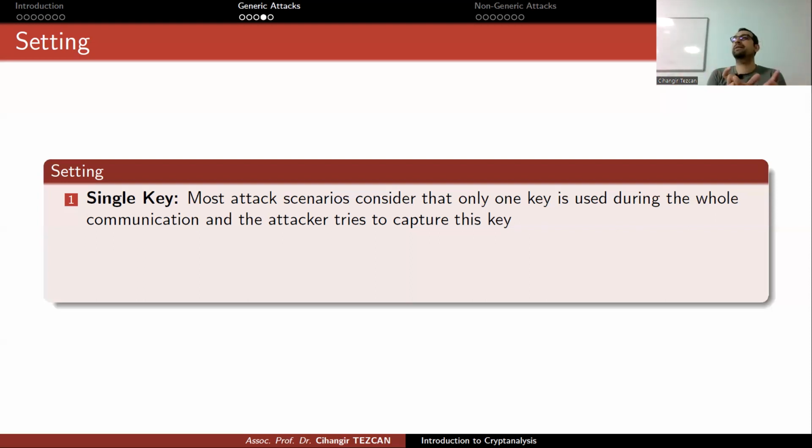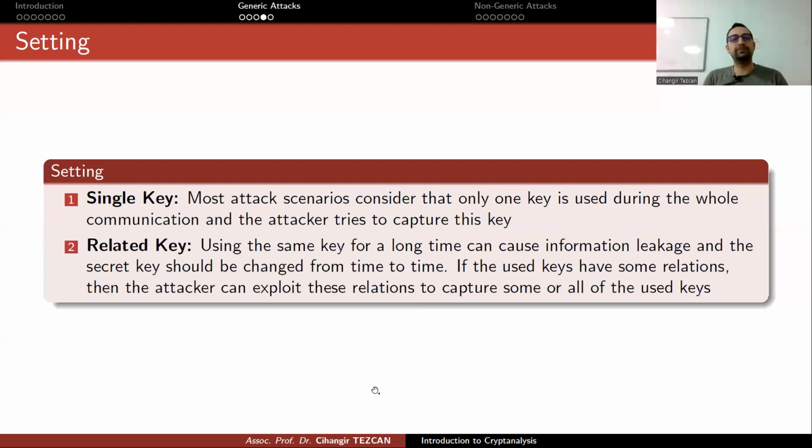So I know the difference, right? I know the relation. So this is called related key setting. So if you know this relation, by the way, sometimes you can break the system and capture both of those keys. That is the idea. And so you have more power here.